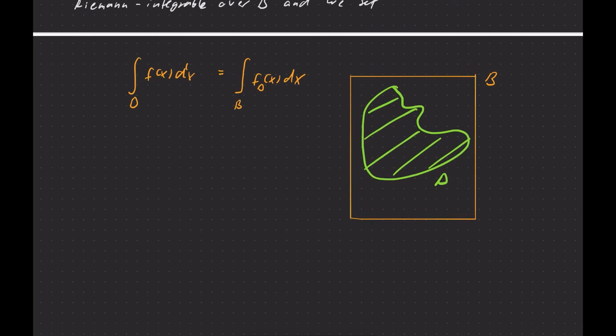Using this definition, we can then also define a volume or a measure for the set D itself, or for arbitrary sets D. We can define a volume for sets by just integrating a constant function of 1 over those sets. And that's what we call a measure or a volume of a set.